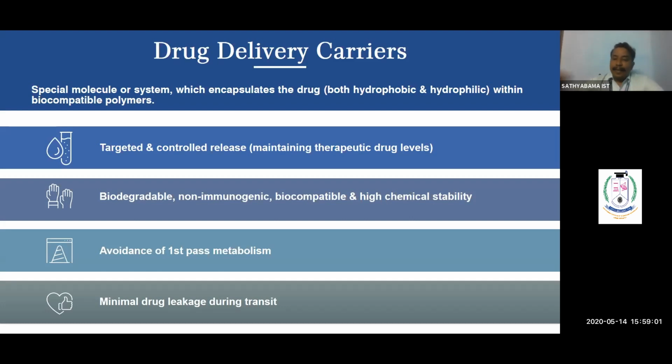Okay, and at the same time, we have to avoid first pass metabolism and have minimal drug leakage during transit. I told you before, when we have targeted drug delivery, the amount of drug lost during this process is comparatively less. So these are the basic points which have to be taken into consideration when we are considering the compounds being devised for taking up the drug.